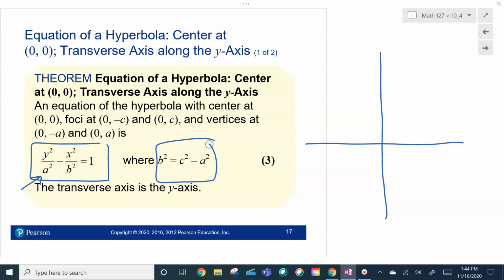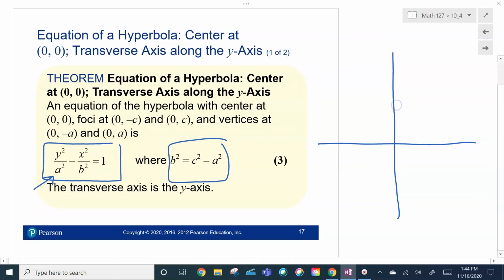You still have that same relationship, b squared equals c squared minus a squared. Now what you have is you have your distance a up to a vertex.